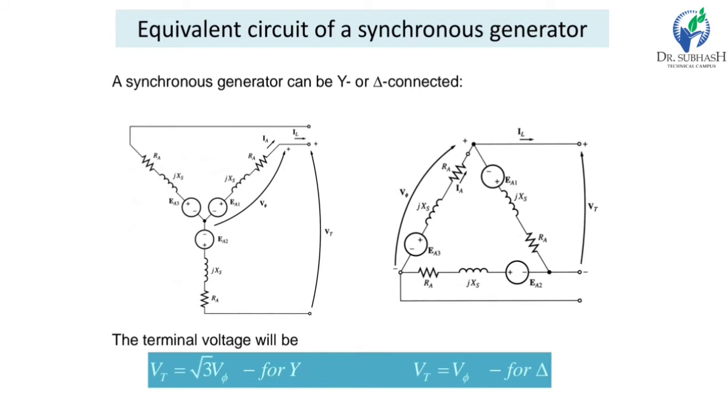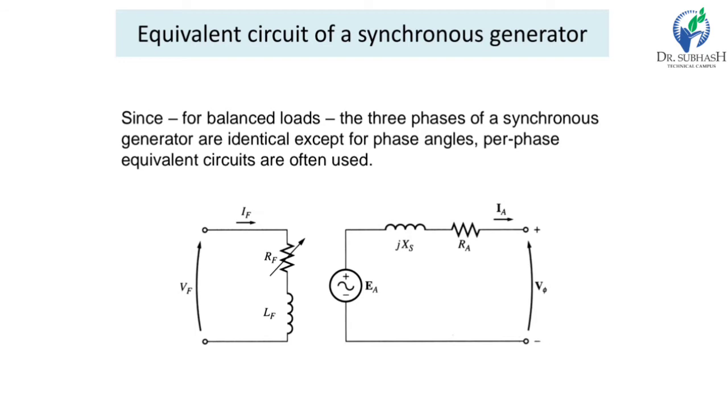Since the three phases are identical except that their phase angles are different, the per phase equivalent circuit is used. It is shown in this figure. In the per phase equivalent circuit of the synchronous generator, the internal field circuit resistance and external variable resistance have been combined into a single resistor RF.